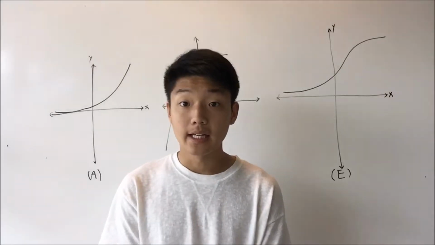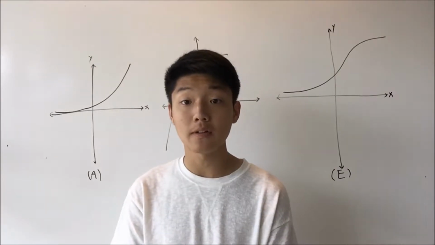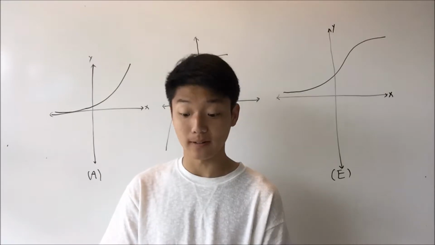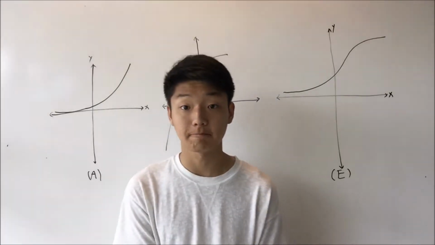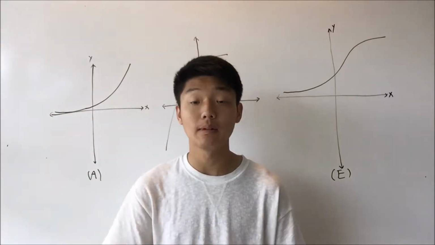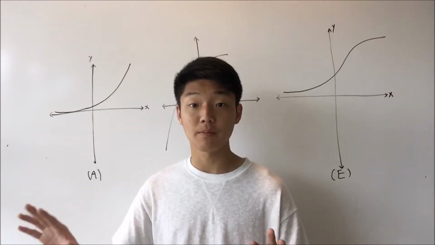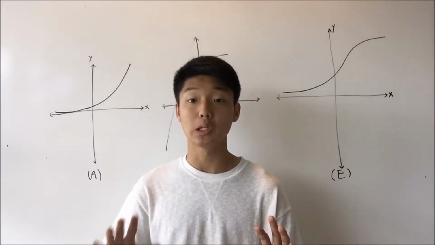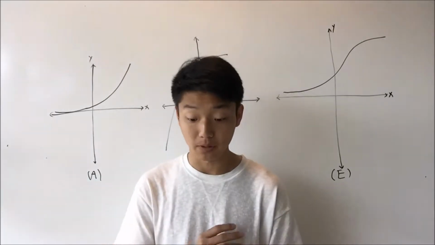Number 16. Number 16 says, if y is a function of x such that y prime is greater than 0 for all x, and y double prime is less than 0 for all x, which of the following could be part of the graph y equal to f of x? As you can see, I'm repeating from the last problem, number 15. While y is just a function, y prime will show the function's slope. And y double prime will show the concavity of the original function.